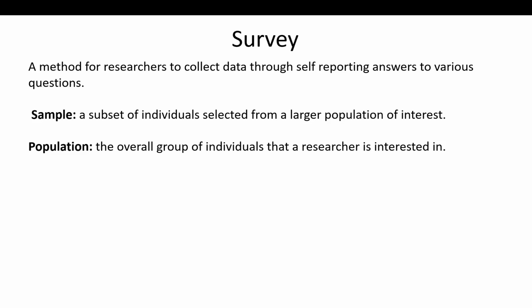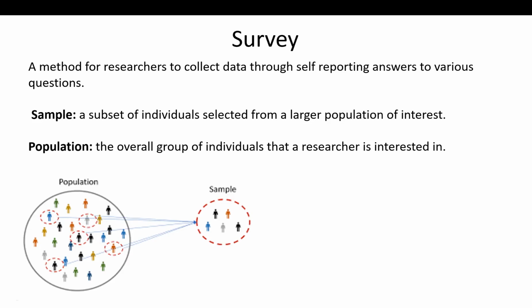A sample is a subset of individuals selected from the entire population, and the population is the overall group of individuals that a researcher is interested in. For example, in my Harry Potter study, my sample would be Harry and Draco, who are the wizards. I am selecting them out of the larger population of wizards at Hogwarts.